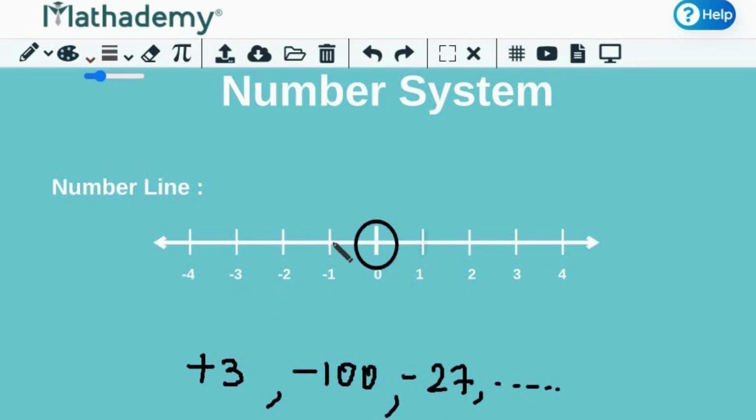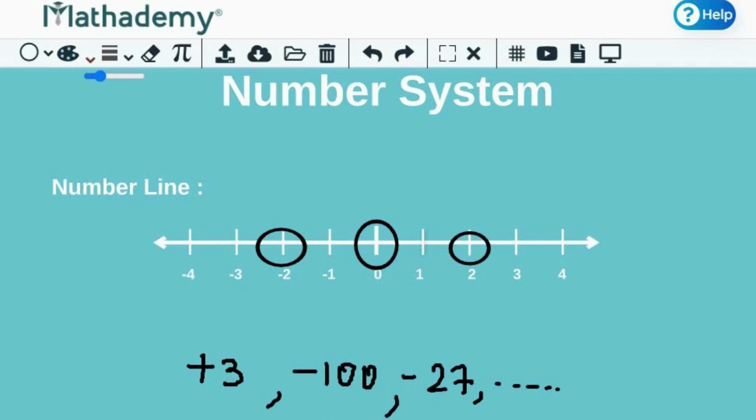For every positive integer, there's a corresponding negative integer. For example, the positive number 2 has a corresponding negative number 2 placed on the left side of 0. Now, 0, which is an integer, is neither positive nor negative. Basically, 0 is a neutral number.